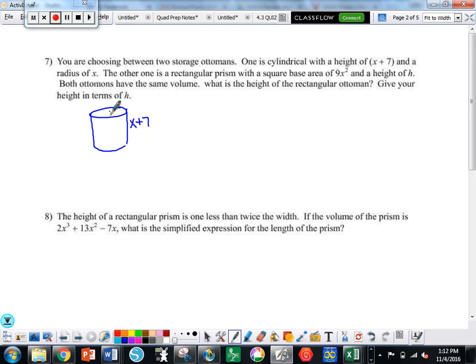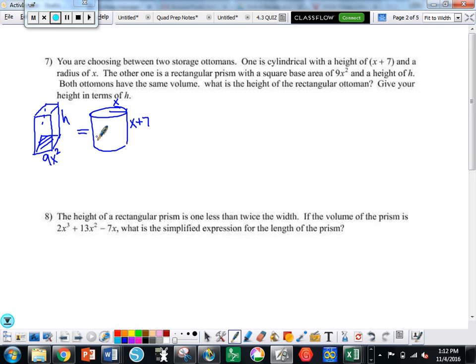And a radius of x. The other one is a rectangular prism with a square base of 9x squared and the height of h. Their volume is the same. What is the height of the ottoman?